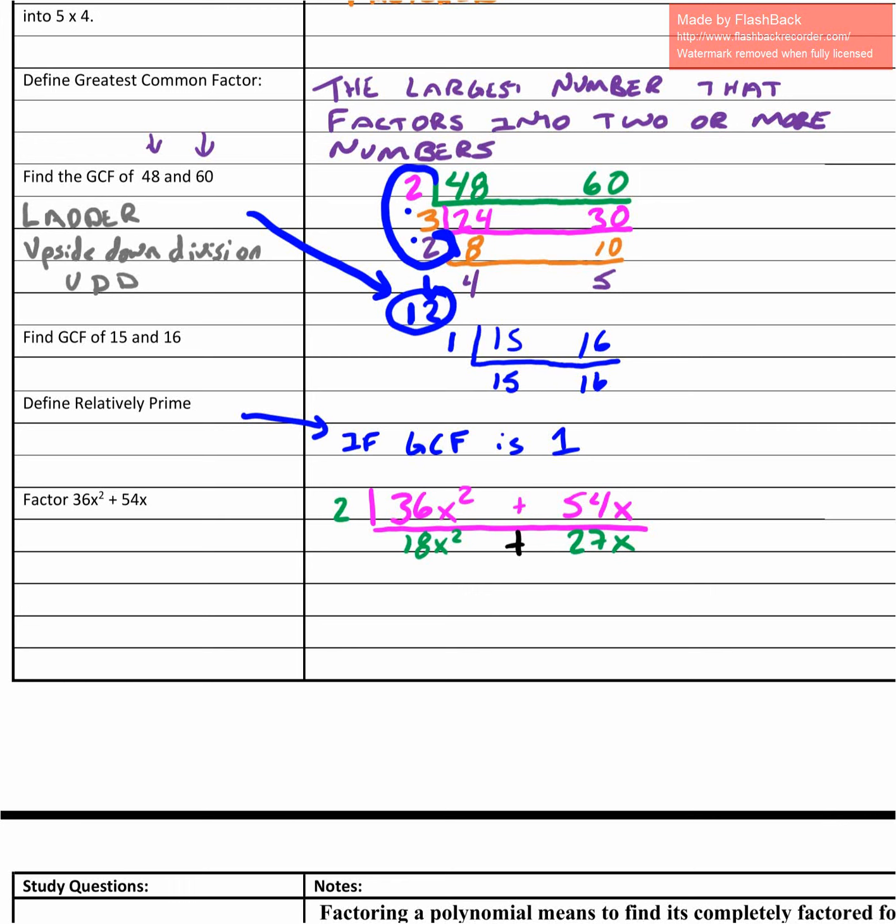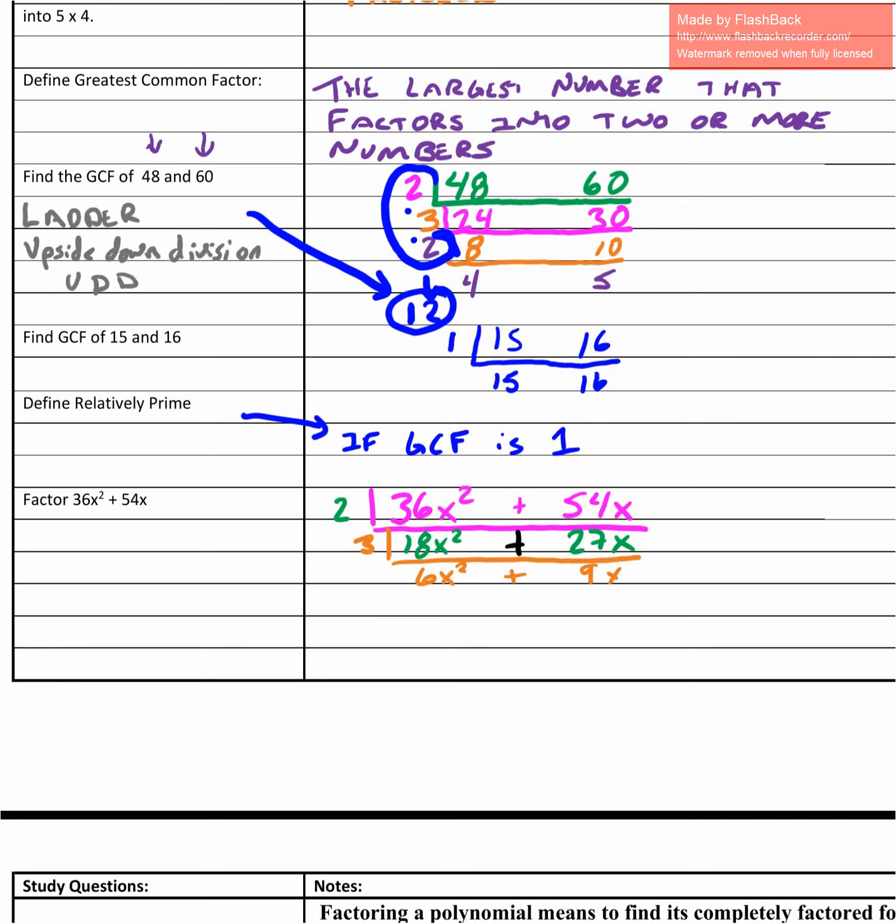All right. So now I can look at my next layer of my ladder. So when I look at this one, again, I have 18 and 27. They're both not even, but hopefully you can see what number will go into both of them. That's right, it's 3. So we can do 18 divided by 3 is 6. I'm going to leave my x squared alone, bring down my plus. 27 divided by 3 is 9, so I put my 9.